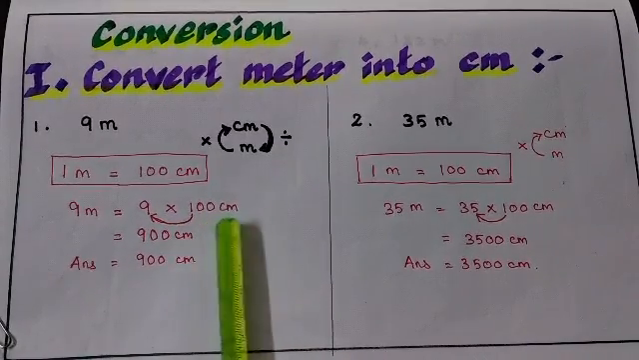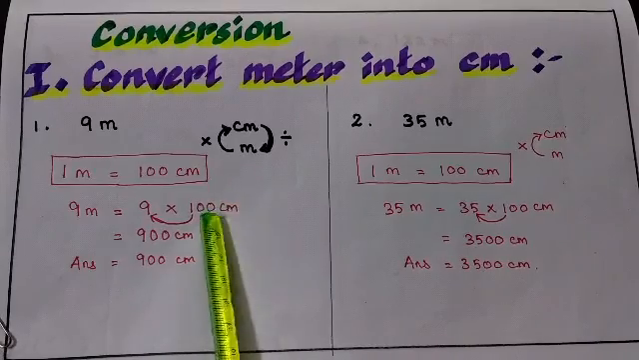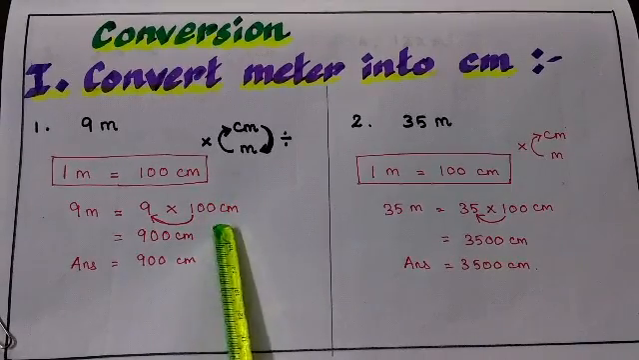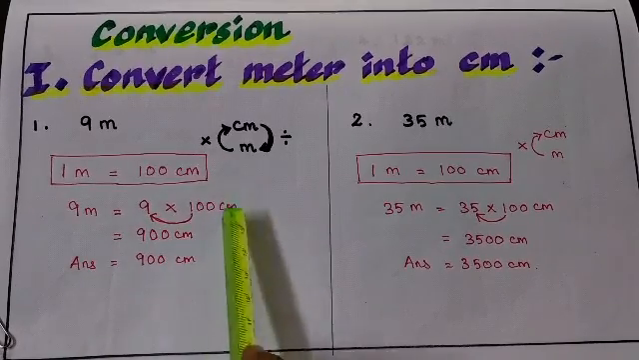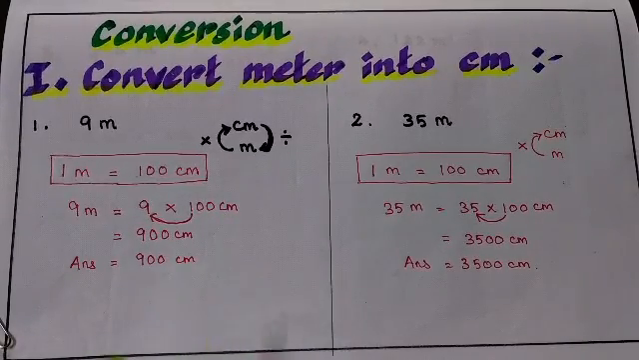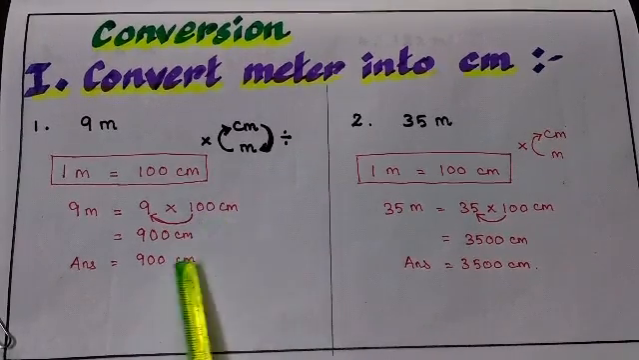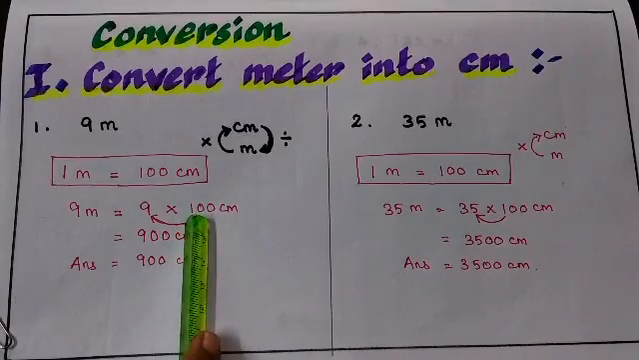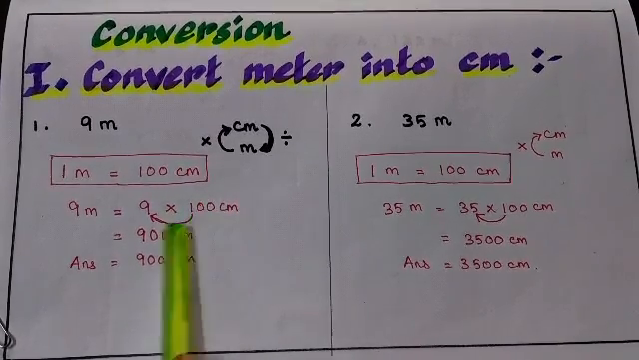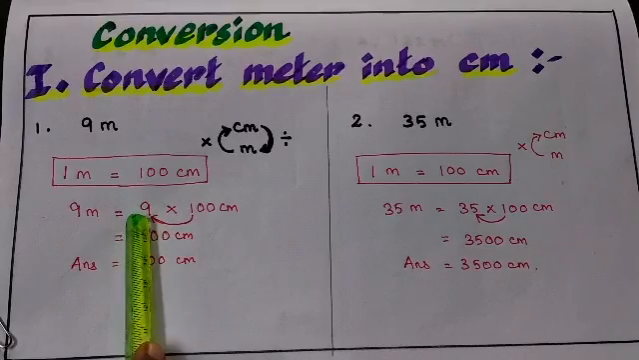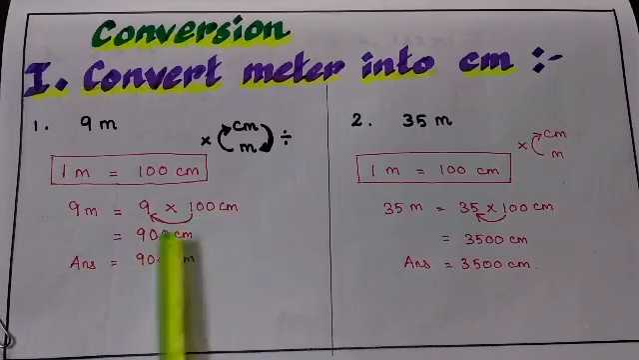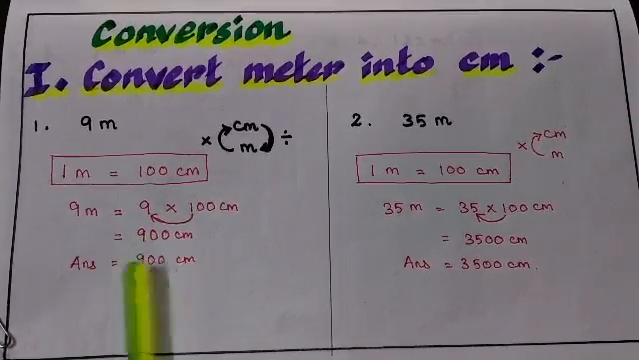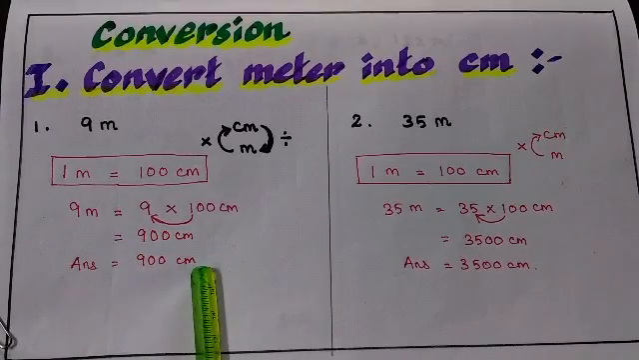In the 100 centimeter, see, these zeros do not have any value, isn't it? If you multiply 0 with any number, you will get the answer 0 only. So by seeing this itself, we know only the 1 has a value here. When you multiply 9 by 1, 9 ones are 9, and you can add these 2 zeros here. So the answer will be 900 centimeter.